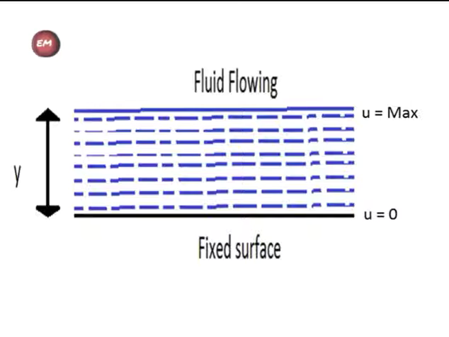As we move from the fixed surface to the surface of fluid, the velocity of fluid will increase, because the fixed surface is stationary. So we can assume that the fluid in contact with the fixed surface is also stationary, and so we will assume the velocity here is 0, and the velocity of the fluid at the surface, that is at the blue complete line, is maximum. So u is equal to u max here, and we will assume the height of fluid as y.